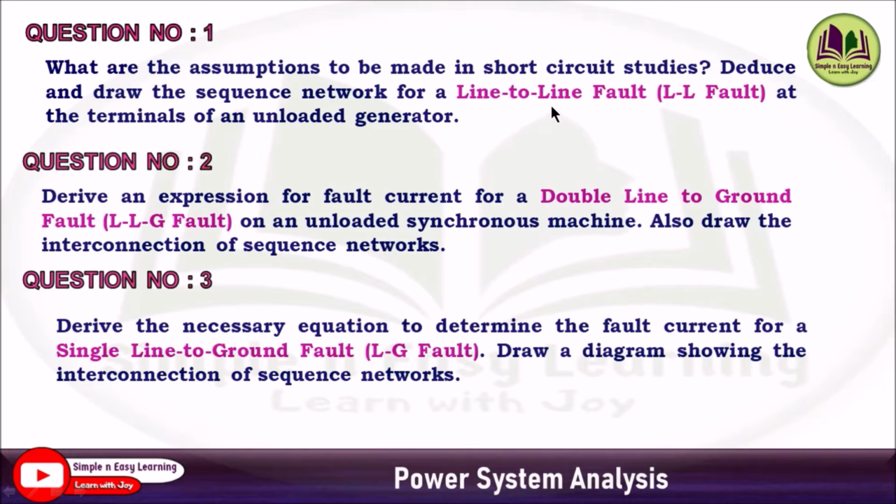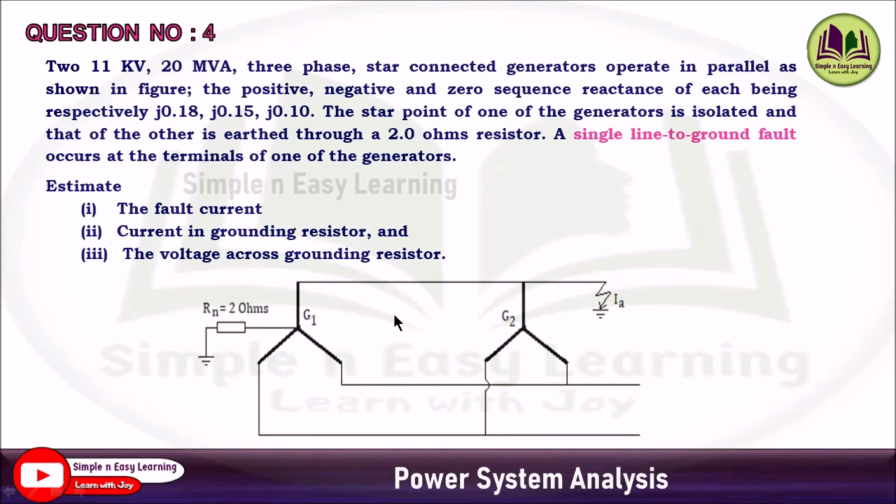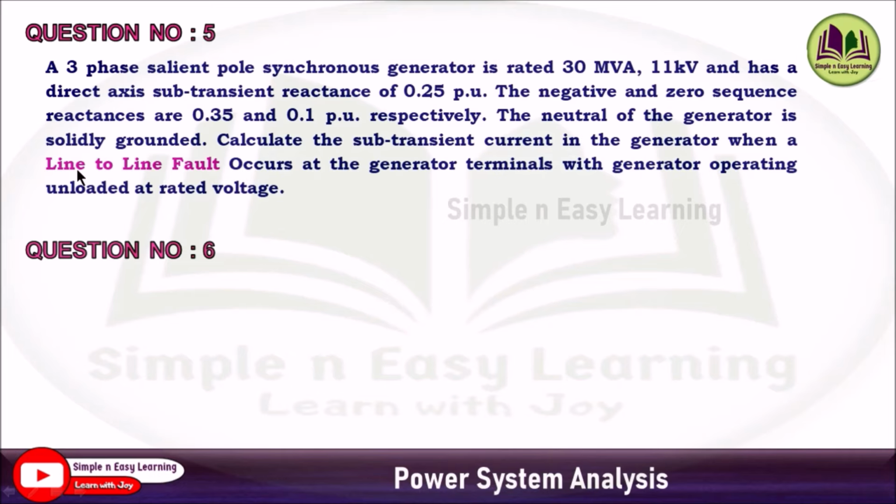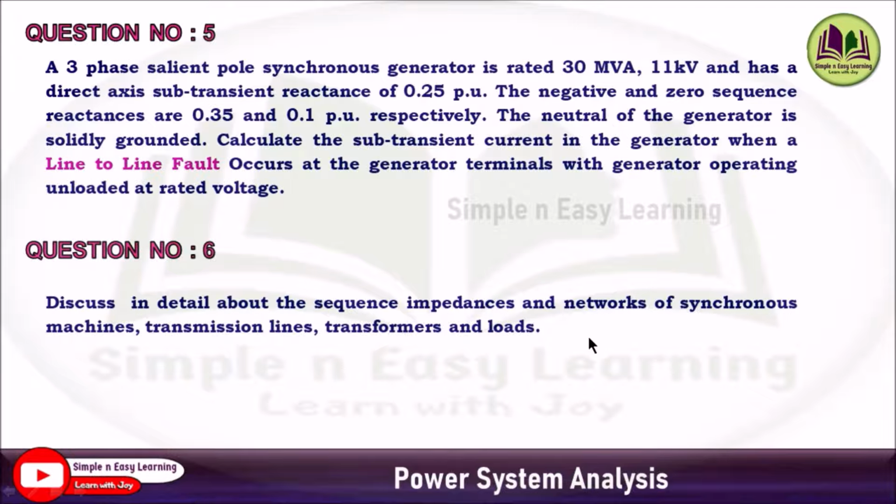And fourth priority, the problem based on single line to ground fault. So this type of problem is very important. And the fifth priority, problem based on line to line fault. And finally, discuss in detail about the sequence impedance and the network of synchronous machine, transmission line, transformer and load. So these are the important questions in unit 4.